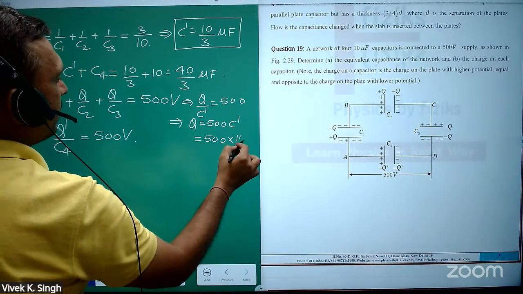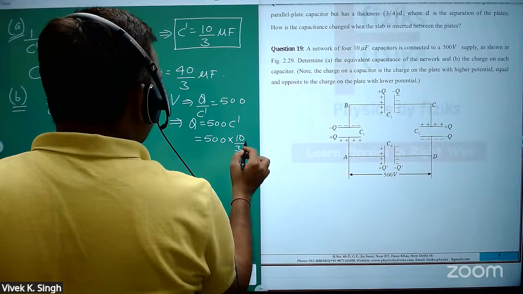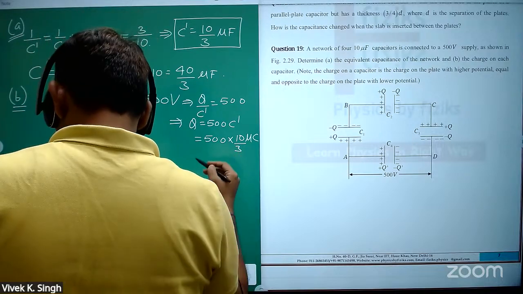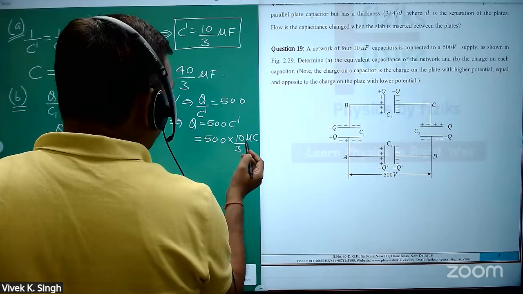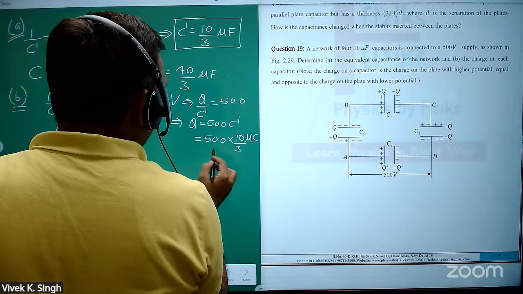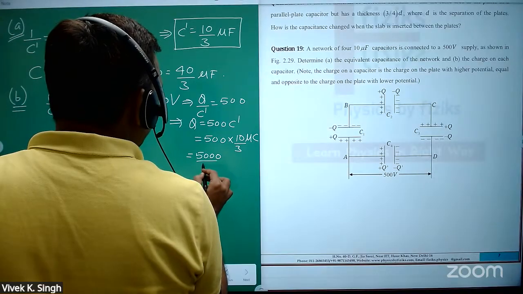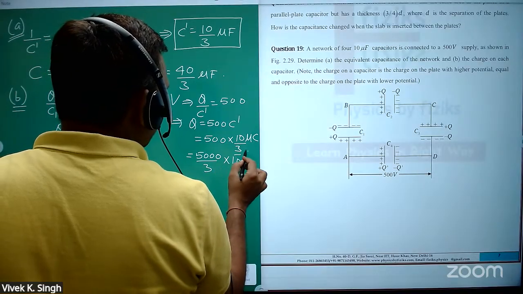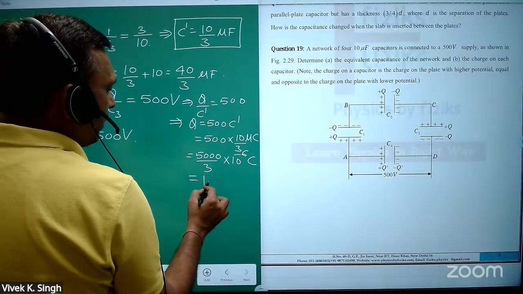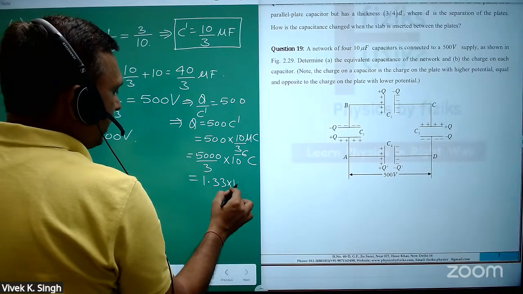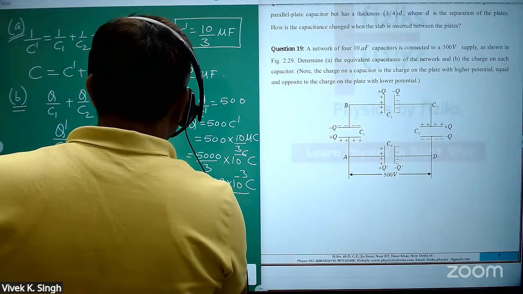C dash is 10 by 3 microcoulomb. So if you calculate this value, this is 5000 by 3 into 10 to power minus 6 coulombs. So that will be 1.33 into 10 to power minus 3 coulomb. So this will be the charge on C1, C2 and C3.